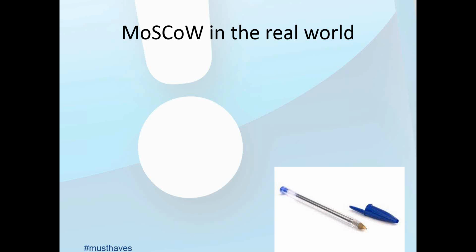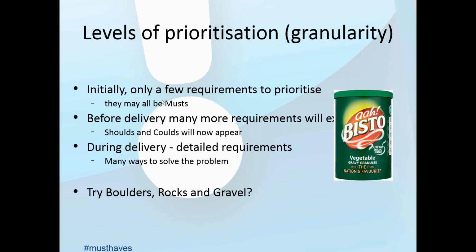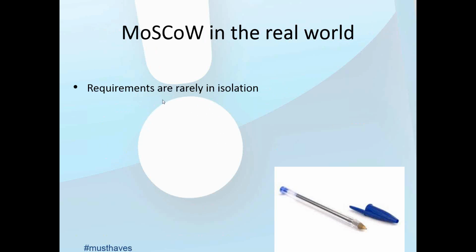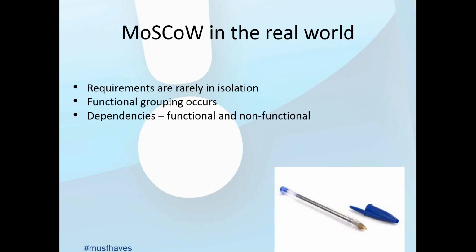So in terms of MoSCoW in the real world, the first thing to bear in mind is that we've got dependencies and we've got groupings that happen. So requirements don't exist in isolation. They're not just 100 random things that don't relate to each other, which may be the case if you've got a Scrum backlog on an existing product. But if you've got an ordering system, a payment system, then some reporting, there's groupings. There's the payment stuff. There's the ordering stuff, and there's also dependencies.